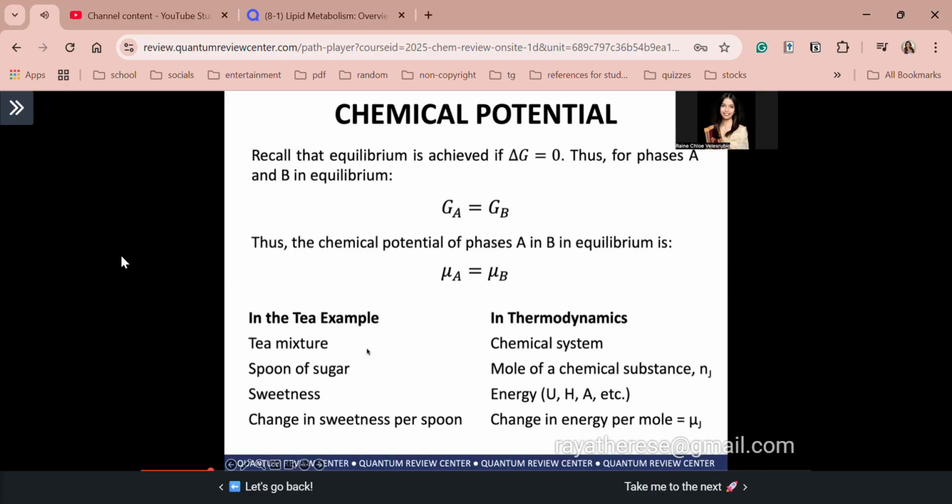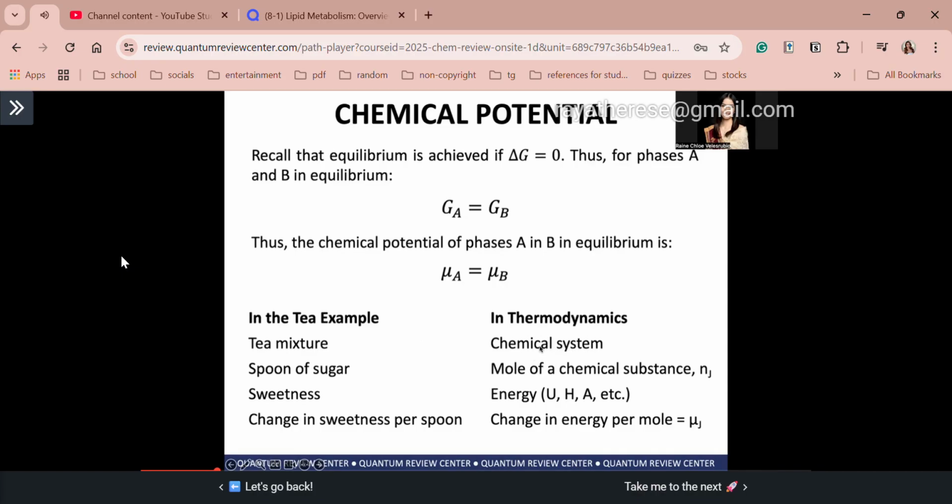Let's look at this. For a tea mixture, we can liken it to a chemical system. So we can look at the chemical system as a tea mixture. Okay? And then the mole of a chemical substance, say NJ, is represented by a spoon of sugar. Okay? Now, here we look at the effects on our energy. So that can be U, H, A, etc. U gives the general energy, H the enthalpy, A the Helmholtz free energy, etc. So we can liken it, guys, to the sweetness of your tea mixture.